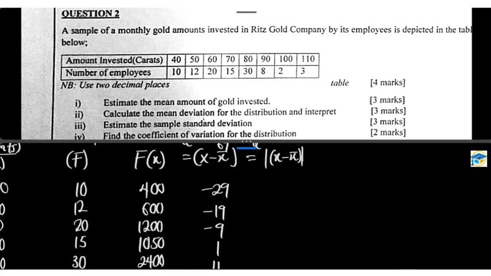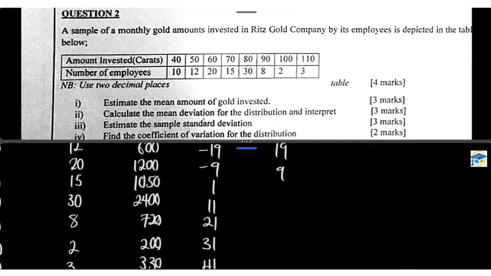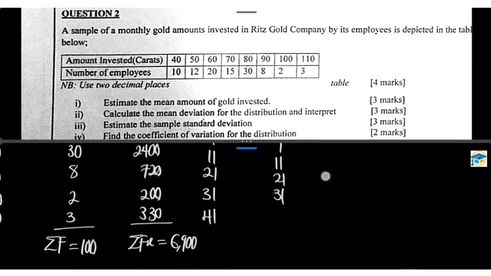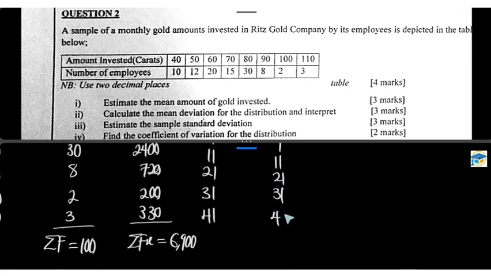Picking the deviation, then find the absolute value. So absolute value of negative 29 should be positive 29. 19 should be positive 19. 9 should be 9. Yeah, it's a matter of copy and paste, right? 1 should be positive 1. It won't change. 11 should be positive 11. Shouldn't change. Then 21 should also be 21. Then here should be 31. And here should be 41. And then you are good to go in that particular case.